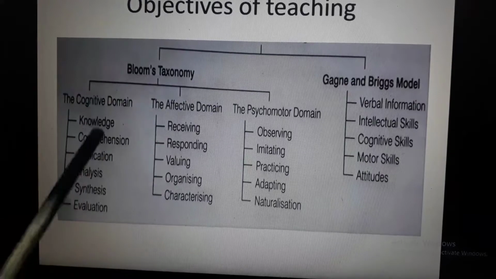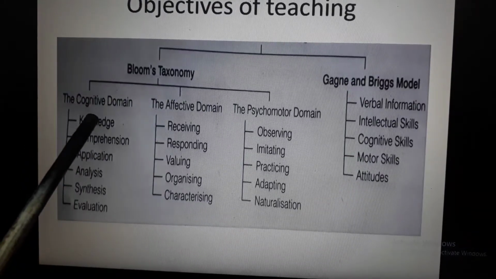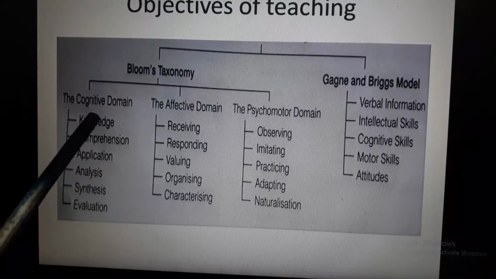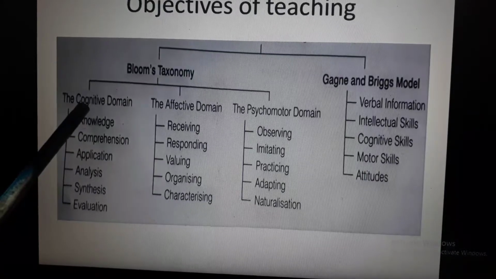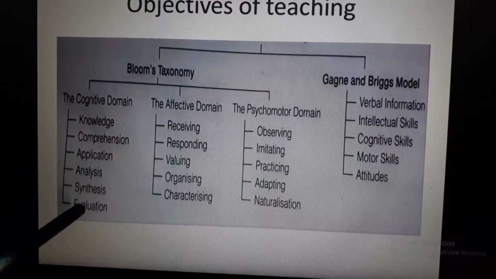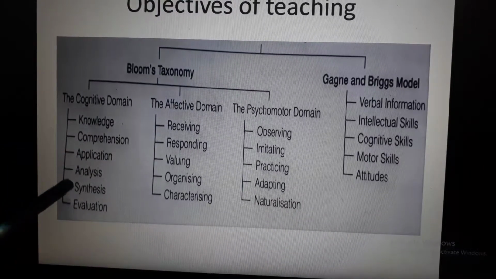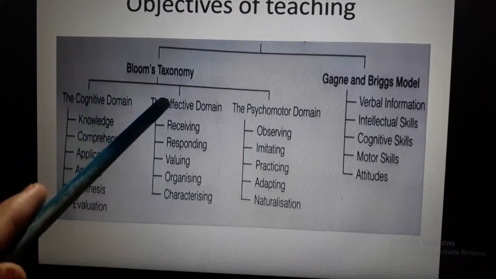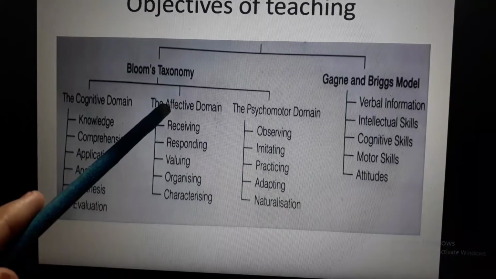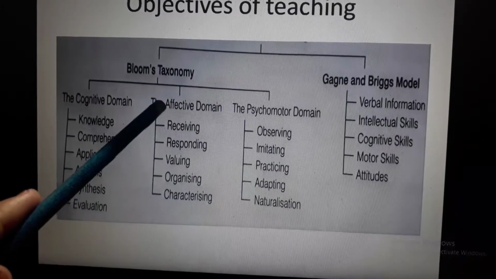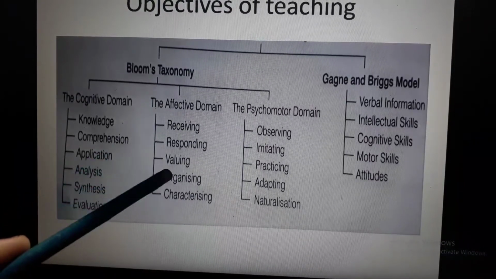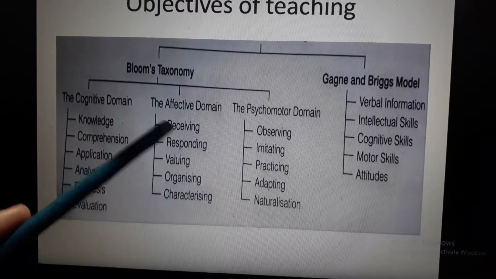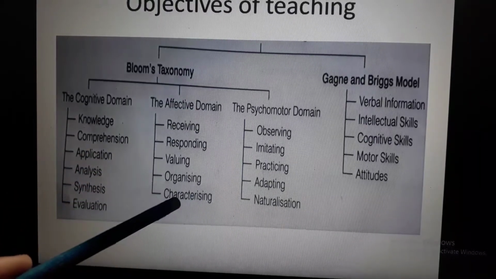The cognitive domain is the knowledge-based domain. All the knowledge-based objectives will be here, and there are 6 levels of objectives: knowledge, comprehension, application, analysis, synthesis, and evaluation. The affective domain is the emotional-based domain. It may be motivational or emotional, and it has 5 levels: receiving, responding, valuing, organizing, characterizing.